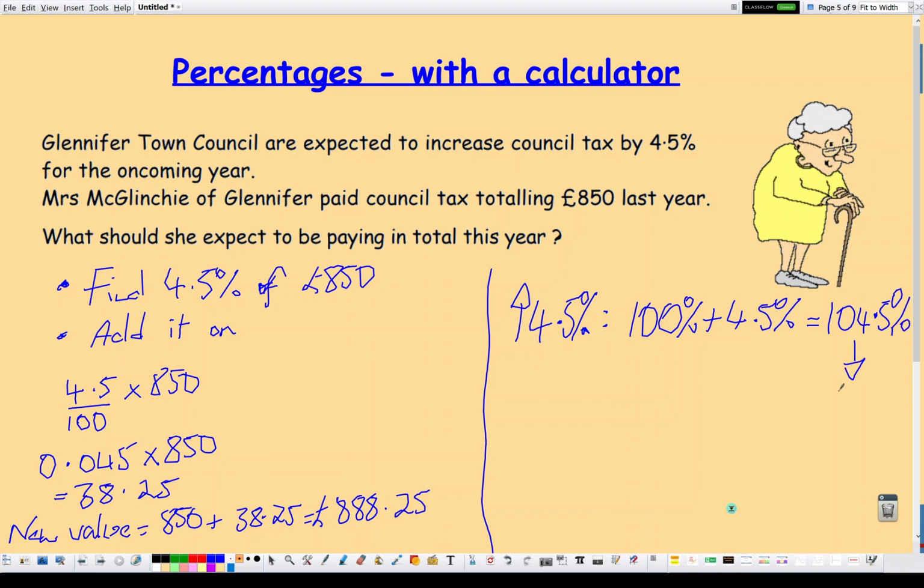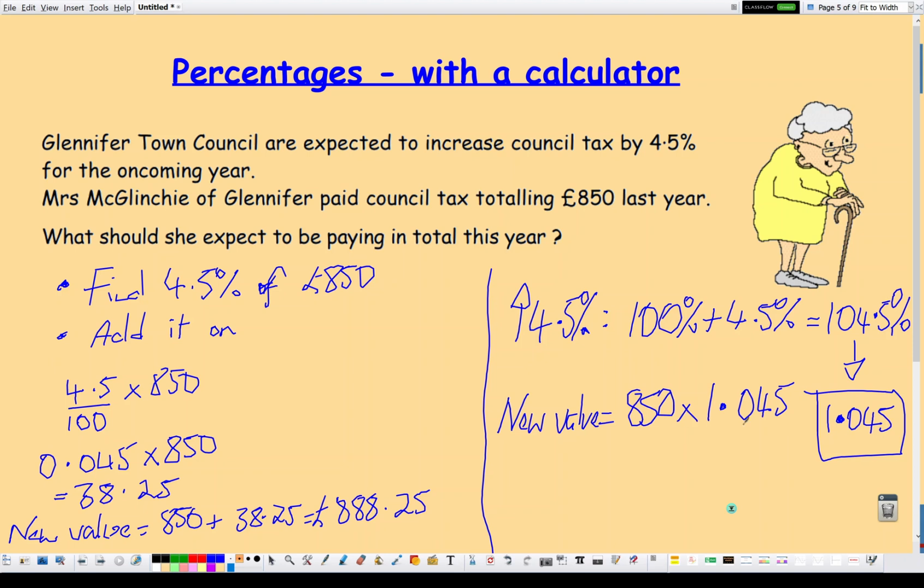What is that percentage as a decimal? Well, all you need to do is divide it by 100 to change from a percentage to a decimal, and it's 1.045. Now that is called a multiplier because all I need to do with this decimal number is multiply it by any number, and it will give me the percentage increase for a 4.5% increase for that, and that will give me the final value. So the new value is quite simply 850 multiplied by 1.045.